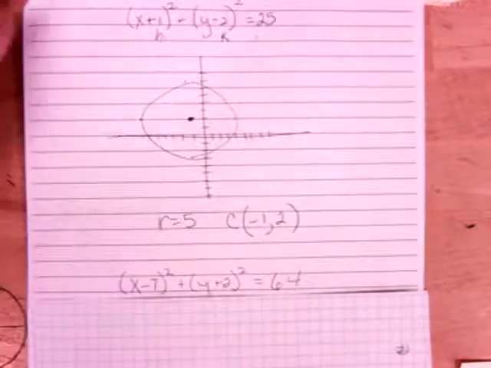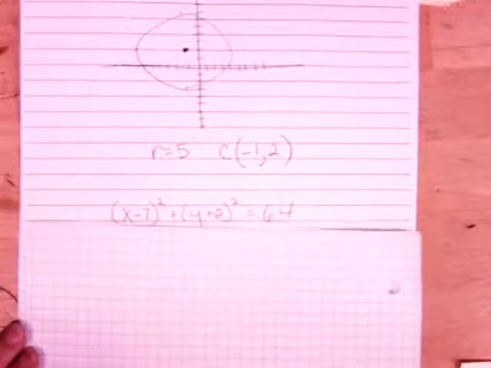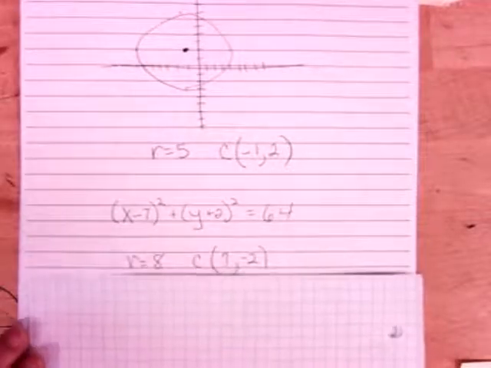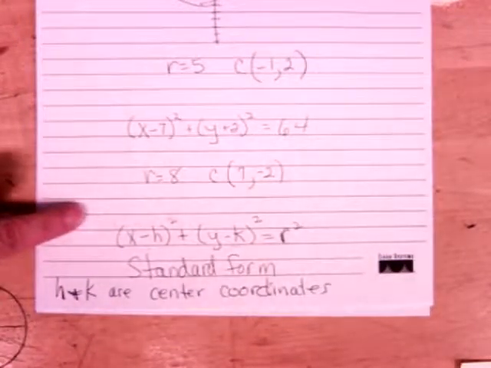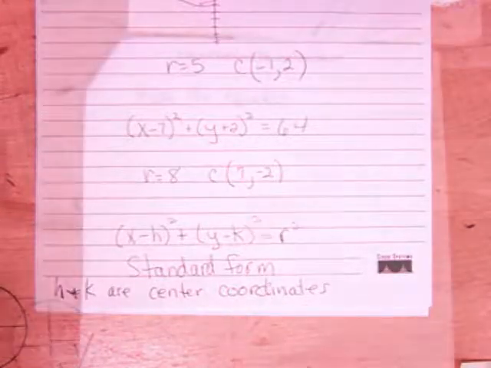Okay, here's another circle. What is its radius? 8. And where is its center located? 7, negative 2. Very good. Again, remember, this is the standard form. H and k are the center coordinates.